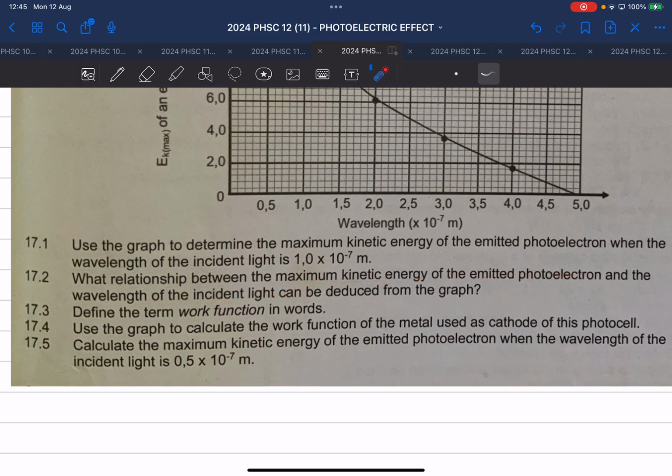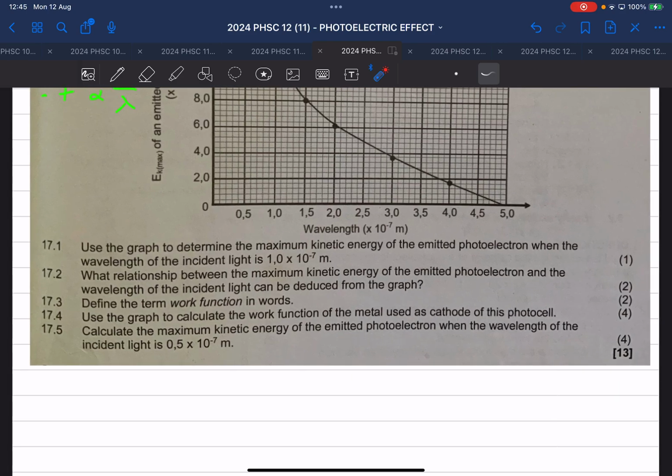Okay. Next question they asked. Define the term work function in words. What is that? The minimum energy required for an electron to be emitted from a metal's surface.